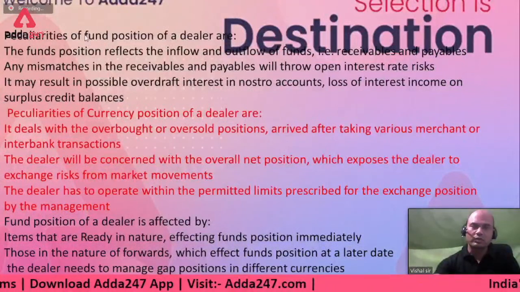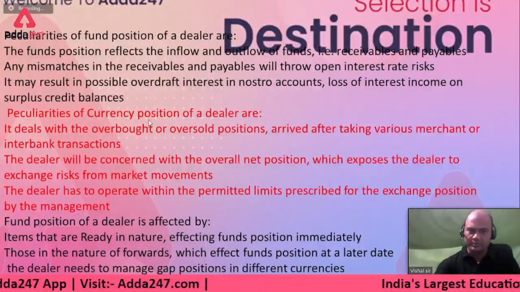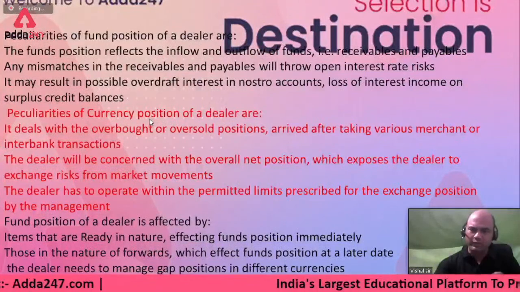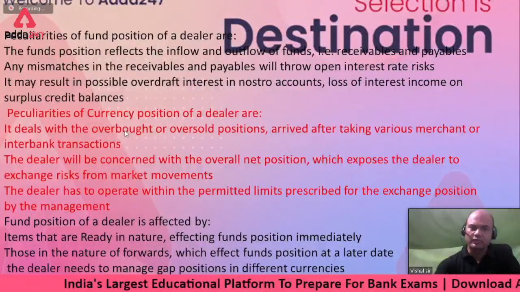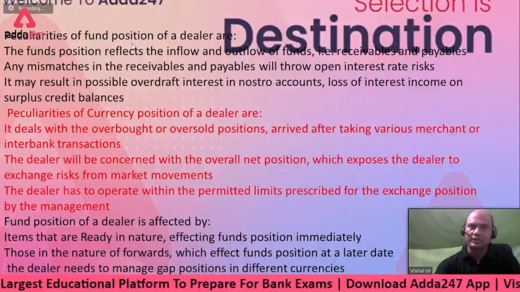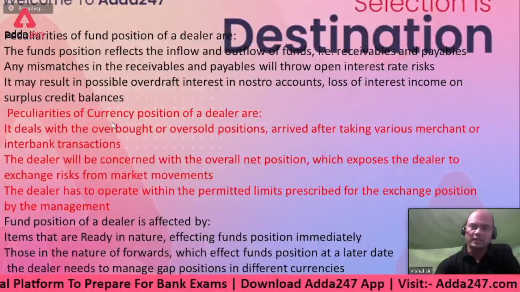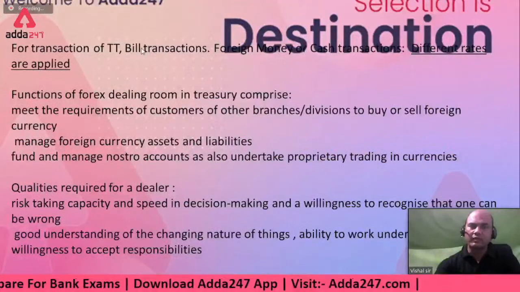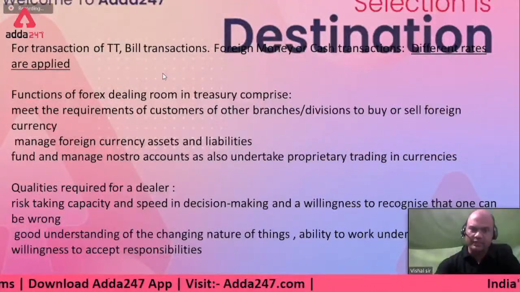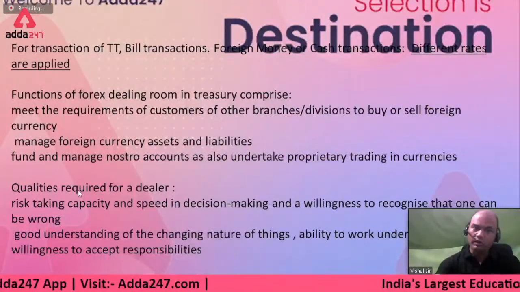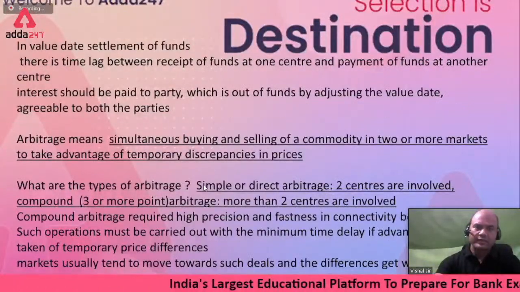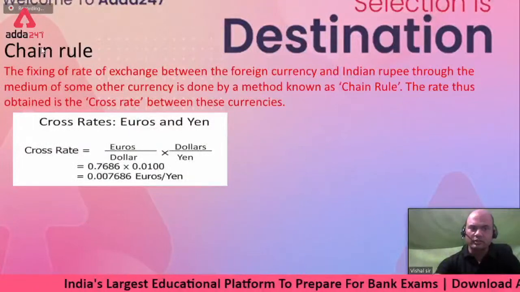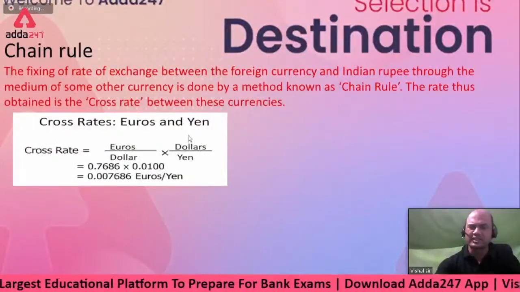So these were the two positions, fund and currency positions. That was what I actually wanted to teach. So what have we studied up till now in today's session? Fund position, currency position, then TT versus bill transaction, right? These are the key takeaways for you. Qualities of a good dealer. Then what is arbitrage? Then what is the cross-currency rule? Euro versus yen was an example.